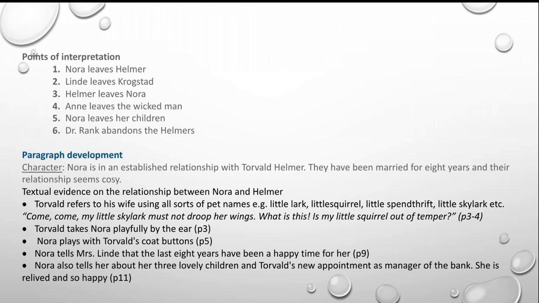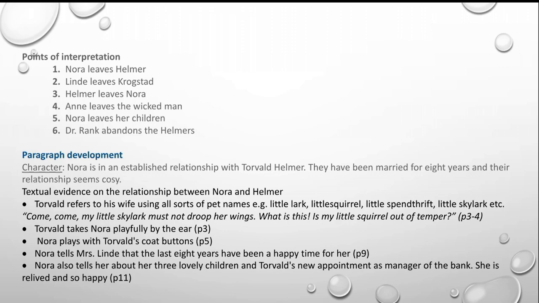Now, developing paragraphs. Character: Nora is in an established relationship with Torvald Helmer. They have been married for 8 years and their relationship seems cozy. Textual evidence on the relationship between Nora and Helmer: Torvald refers to his wife using all sorts of pet names, for example, Little Lark, Little Squirrel, Little Skylark, etc. "Come, come, my little skylark must not drop her wings. What is this? Is my little squirrel out of temper?" That is found on pages 3 to 4.